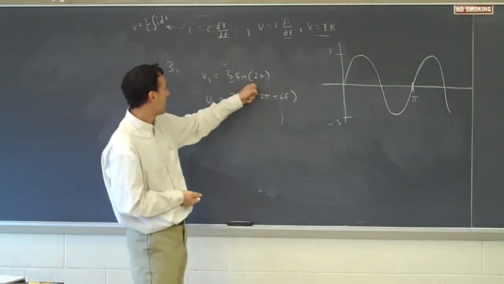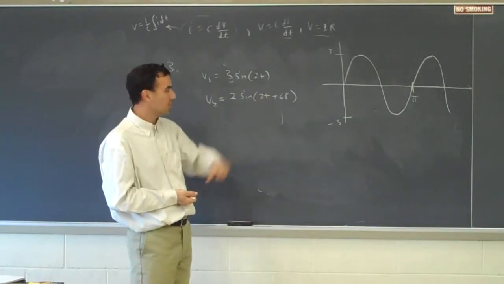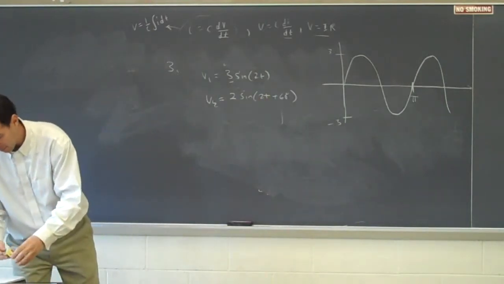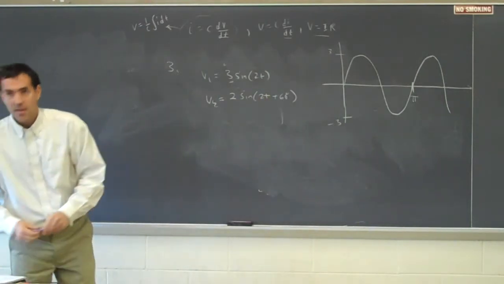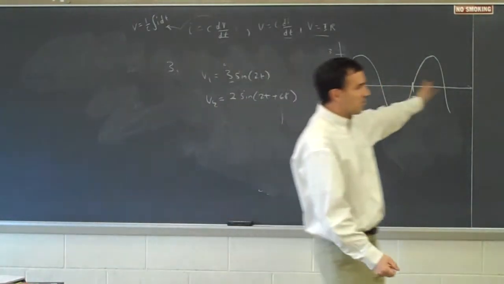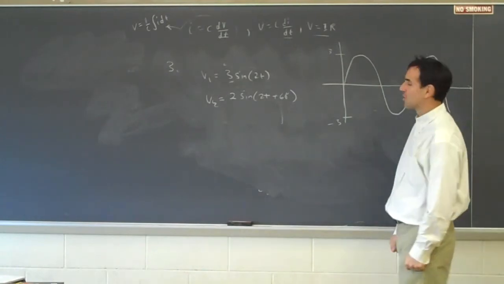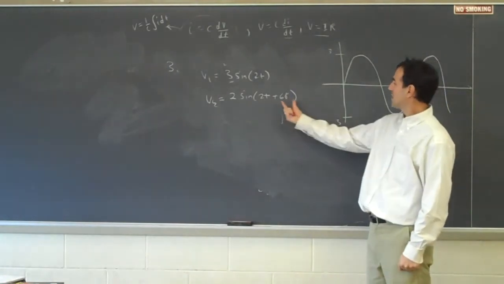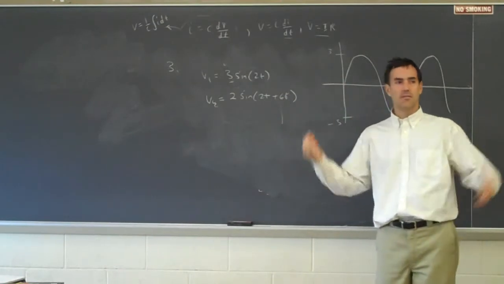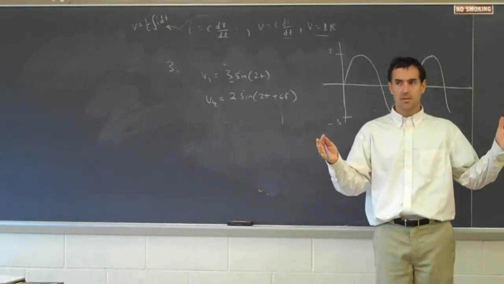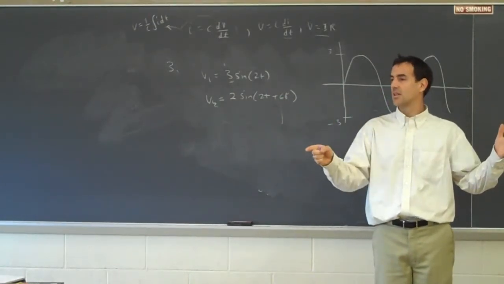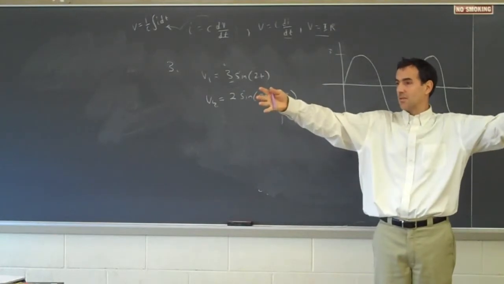All right, so there's my sine 2t. How about the 2 sine 2t plus 60? So we'll put that on the graph. That plus 60, am I shifting to the right or to the left? To the left, yes, we looked at that on Tuesday. I'm shifting 60 degrees. 60 degrees is what fraction of a full cycle? A third. 1/6. 1/6. 360 degrees is a full cycle.